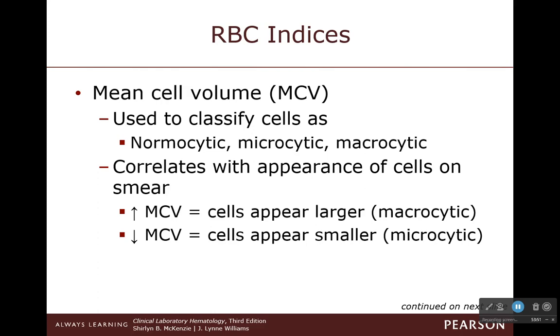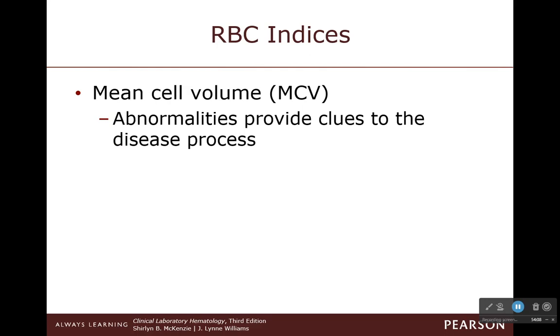So, increased MCV, anything above 100, you're going to have macrocytes. Anything below 80, you're going to have microcytes. Questions about that, guys? All right. Abnormalities provide clues to the disease process. Matter of fact, we look at the MCV level to determine if it is a microcytic anemia or a macrocytic anemia. Iron deficiency is a microcytic anemia.